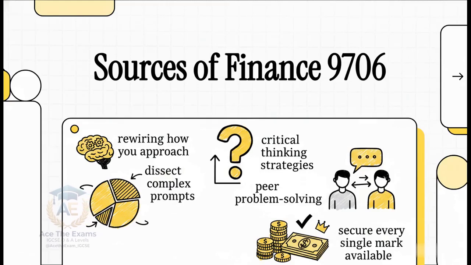Okay, let's dive right into this. Listen, if you are preparing for the Cambridge AS and A-Level Accounting 9706 exam, you already know the stakes are incredibly high. Welcome to this exhaustive explainer masterclass on sources of finance for business entities.